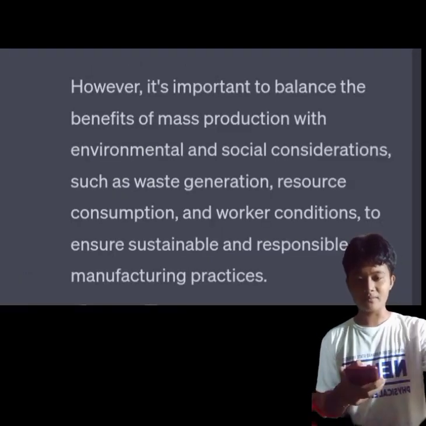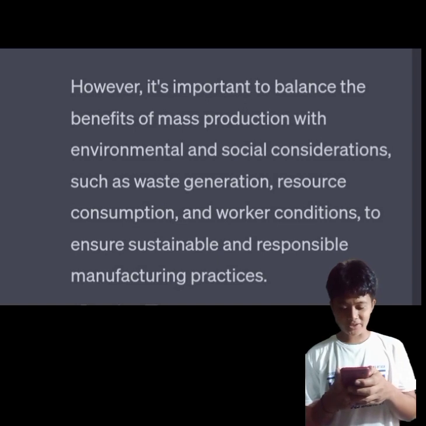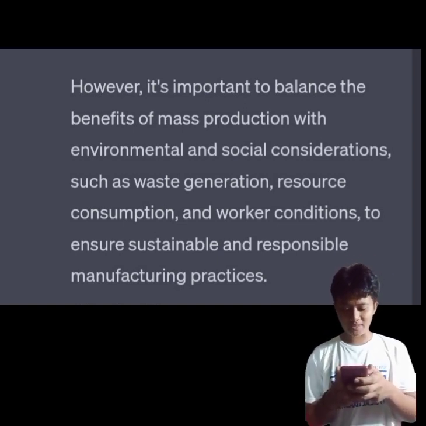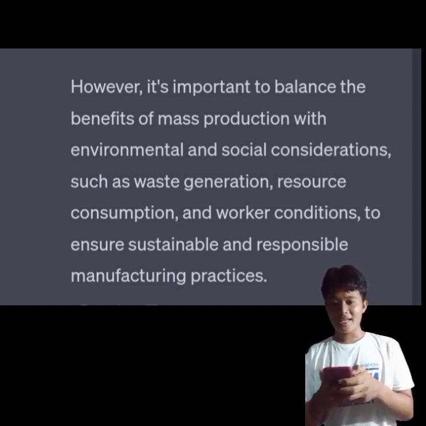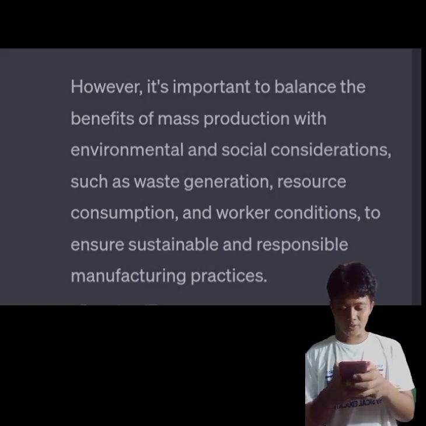However, it's important to balance the benefits of mass production with environmental and social considerations, such as waste generation, resource consumption, and worker conditions, to ensure sustainable and responsible manufacturing practice.